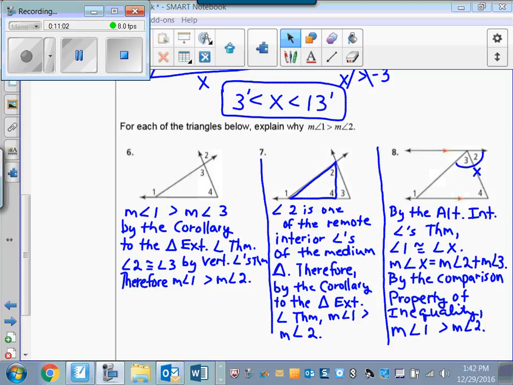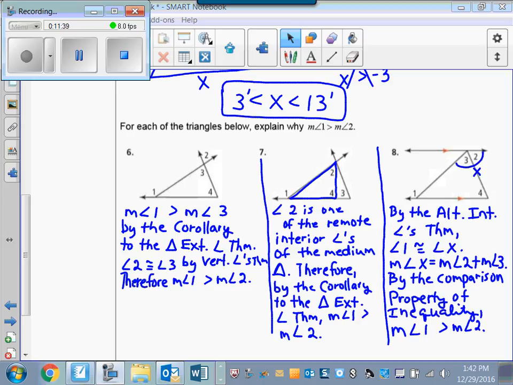All right, here's how I wrote my explanations. In the first two cases, I used the corollary to the triangle exterior angle theorem to show that the measure of angle 1 is greater than the measure of angle 2. And these random numbers 6, 7, 8, are there because I copied these out of the book. But in the third one, I used the comparison property of inequality to show that the measure of angle 1 is greater than the measure of angle 2. So please let me know in class if you have any troubles understanding what we've done here.